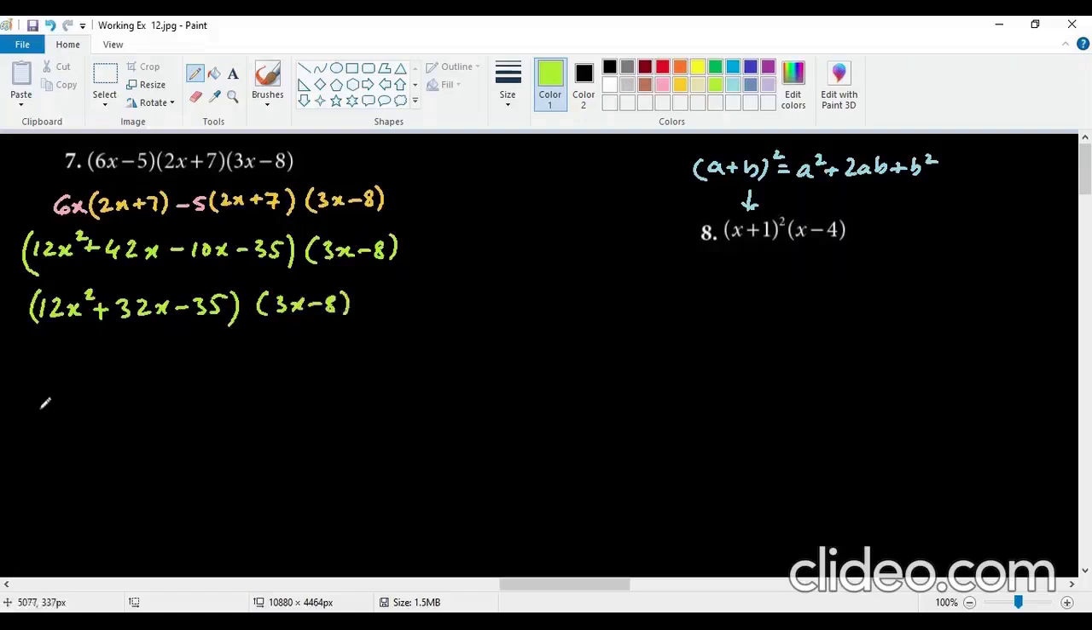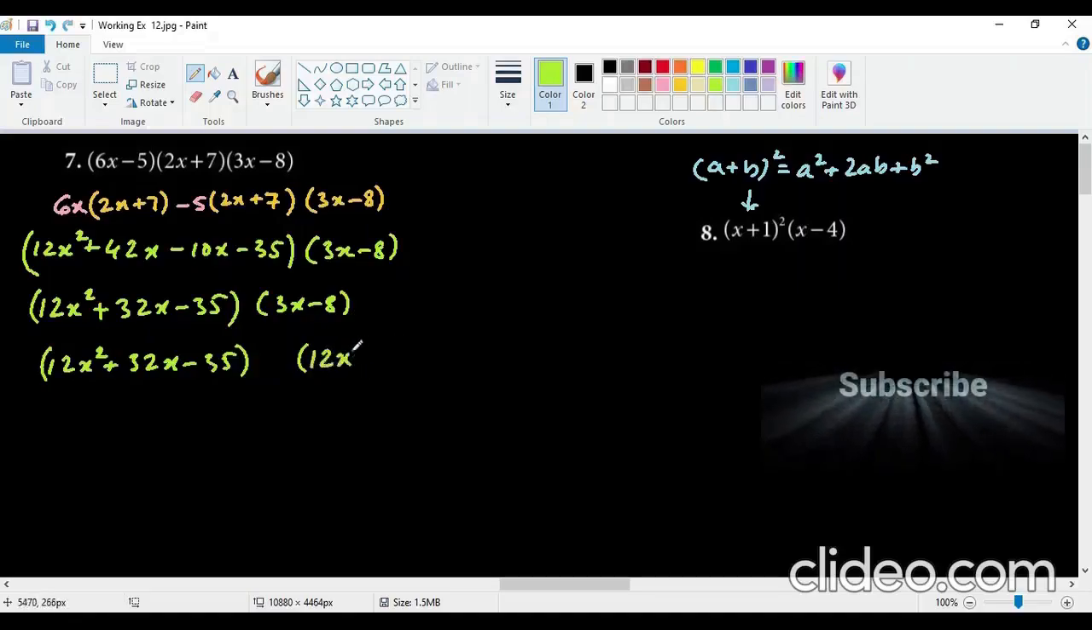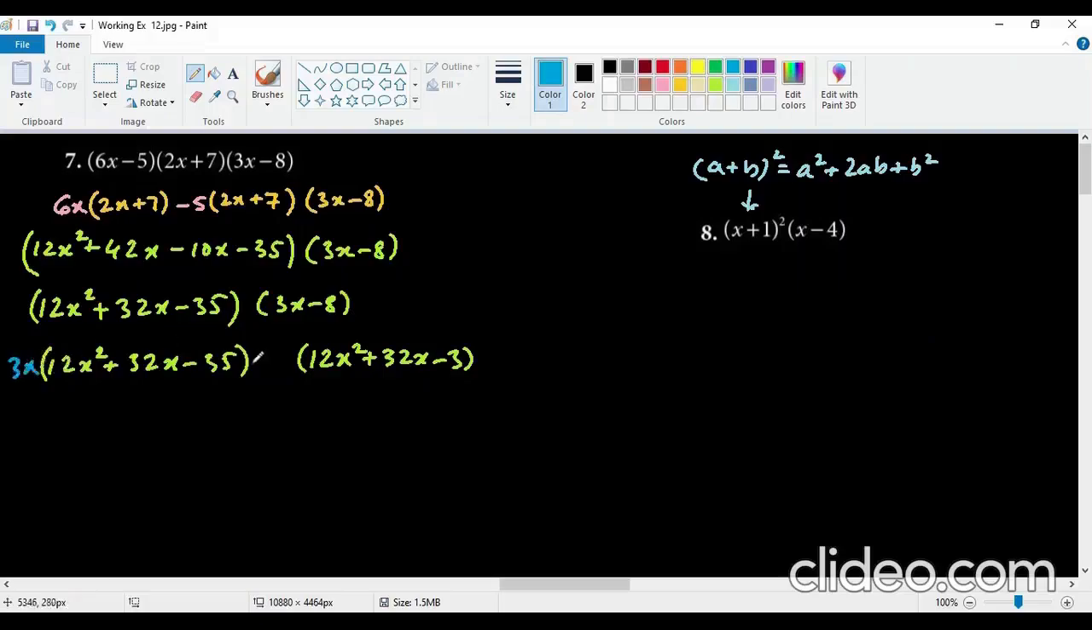So I will write 12x² + 32x − 35 two different times. I have written it two times, and now I'm going to multiply this by 3x first and then by −8 later.